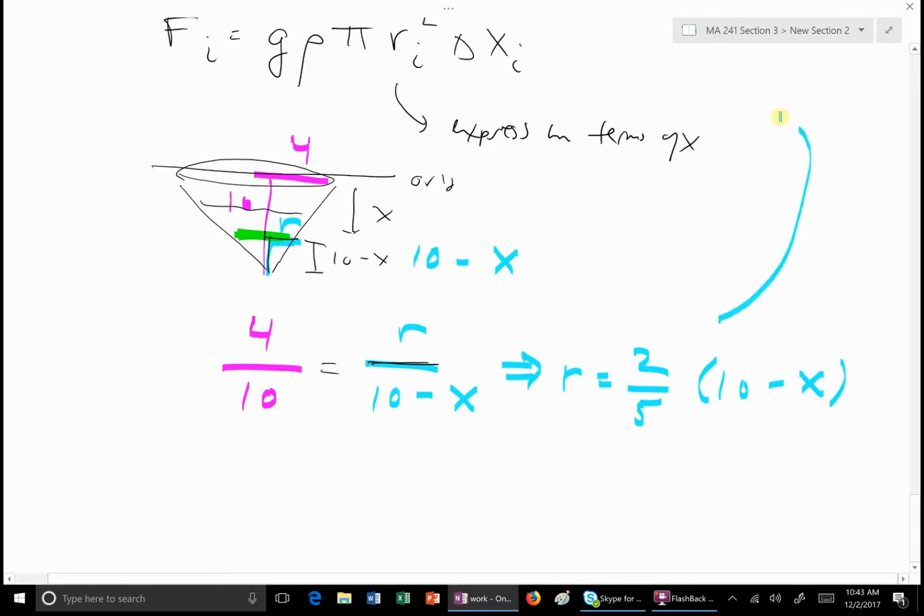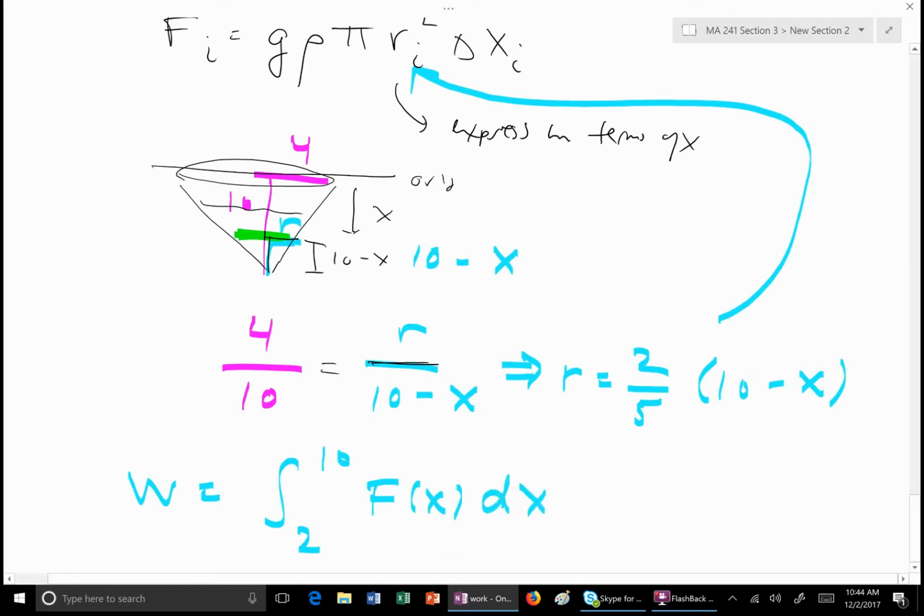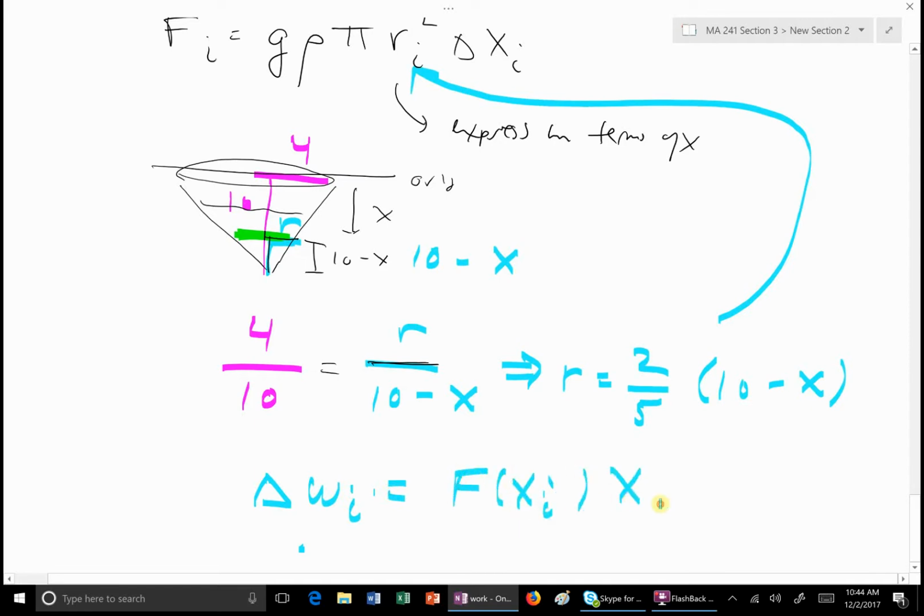I can plug this in for r, and I know that for that middle element, the work is going to be force times distance, because the force is constant. This is going to go from 2 to 10, and it's going to be f of x dx. I'm sorry, let me go back to the Riemann sum. Let me not be quite so hasty. The work to do this is going to be f of xi times xi.